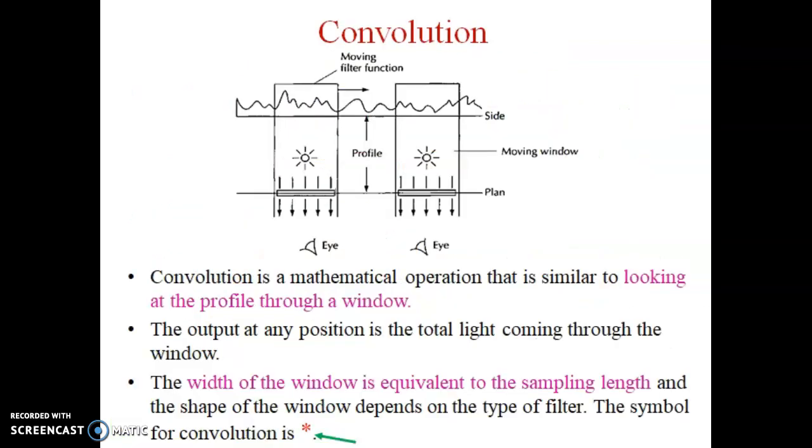Then what is convolution? Convolution is a mathematical operation that is similar to looking at the profile through a window. In filtering, we are actually moving this window from one position to another over the profile. The width of the window is equivalent to the sampling length and the shape of the window depends on the type of filter. The symbol of convolution is this one.